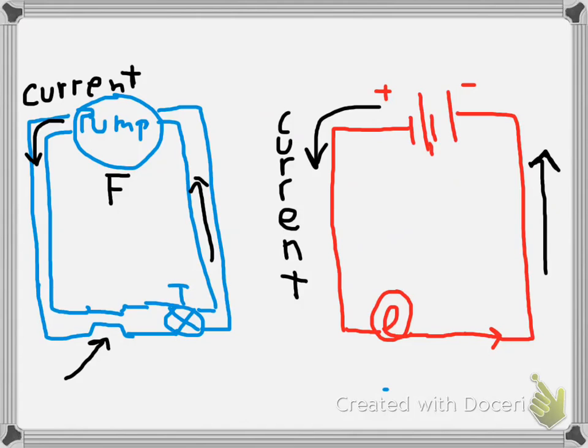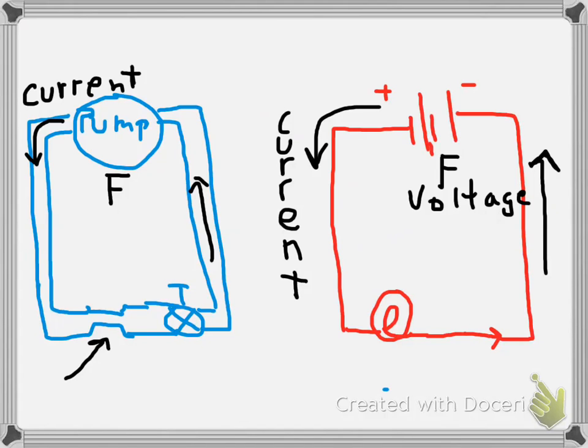Now you notice the light bulb down there. The light bulb acts just like that kink in the water pipe. It resists the flow of electricity. It takes some push to get that electricity through the light bulb. We'll call that light bulb a resistor because it resists the flow of electricity.